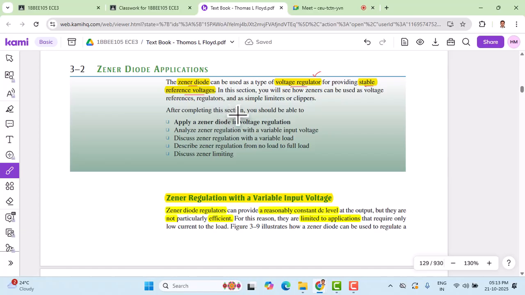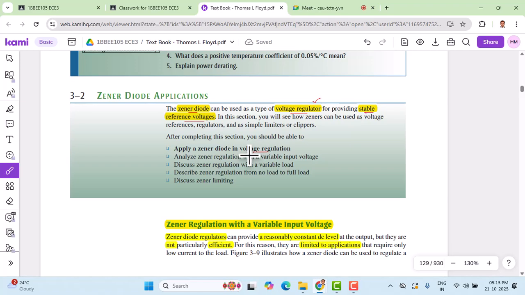Coming to the objective of this section, the Zener diode is basically used for voltage regulation. We are going to describe that in more detail in today's class: how to do regulation with variable input voltage, when the input voltage is changing. When I say variable input voltage, it can increase or decrease. We are looking at both angles. What happens when the input voltage is increased or decreased? How does the Zener diode perform its operation? Those aspects we are going to see in today's class.